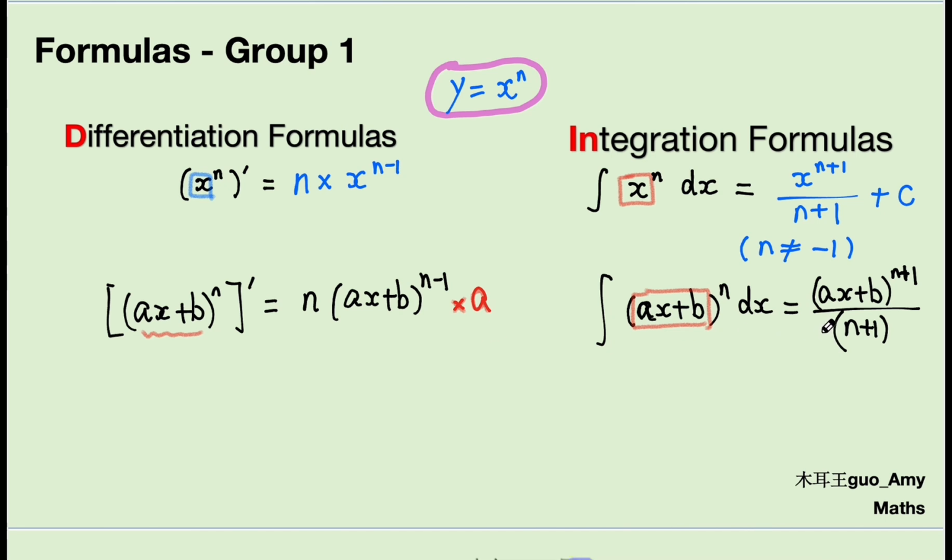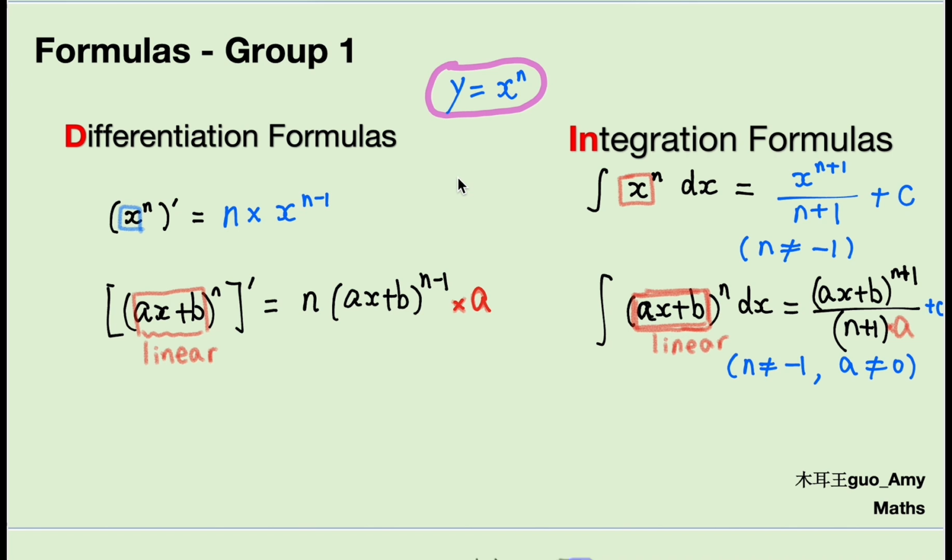For integration, we are going to consider the opposite operation. It means we are going to divide by a as part of the denominator. We add c for the indefinite integral. And also, n cannot be -1, and a is not equal to 0.